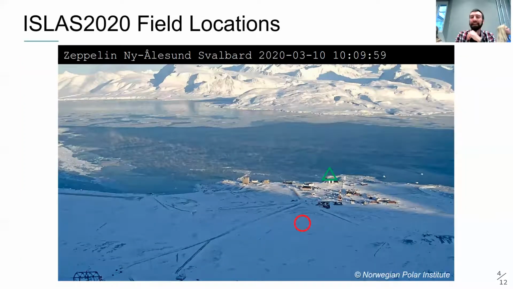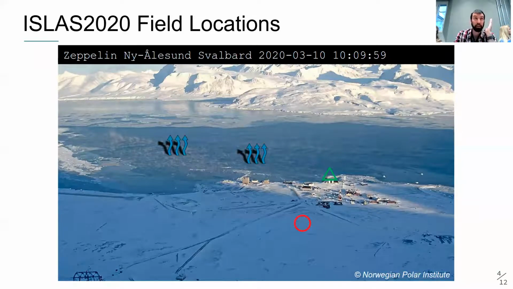Here's a different view of the two sites from the Zeppelin Observatory, and you can actually see on this particular day the intense Arctic sea smoke, the smoke on the water that is a visualization of the intense moisture fluxes that are going on in the conditions that we're sampling under.